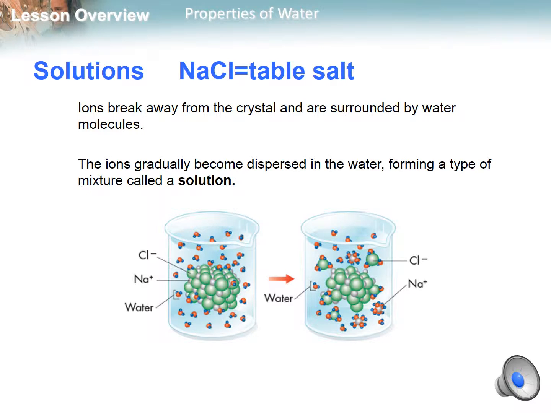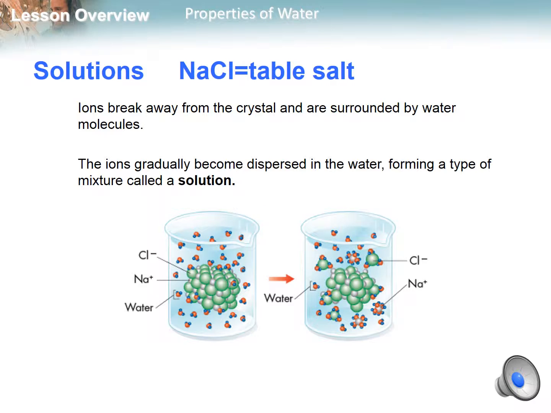Now, the formula for table salt is NaCl, or sodium chloride. Basically, sodium chloride is an ionic compound, and if it's an ionic compound, it's polar. And remember what I said earlier, if it's polar, it will dissolve in water. With the sodium chloride, sodium is the positive part, chlorine is the negative part.